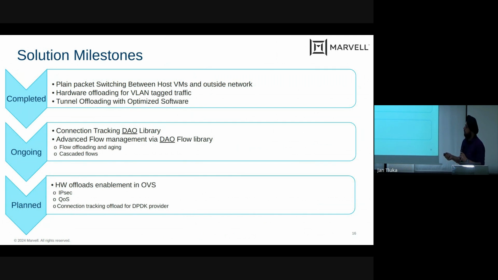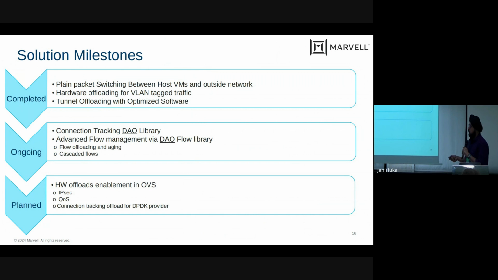Talking about the solution milestones, till date we have plain packet switching happening between the host VMs and the outside network, plus VLAN tagging traffic, and enabling the tunnel offload with the optimized software. These have been completed. Currently we are working on connection tracking plus advanced flow management, where we can support flow offloading and cascaded flows.